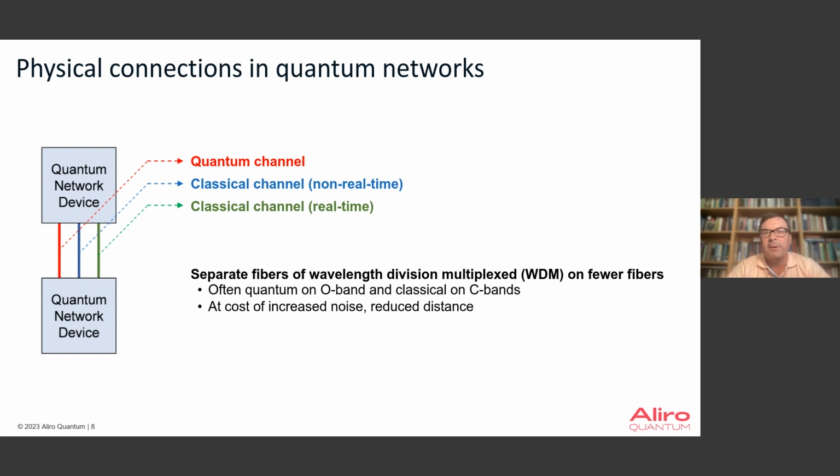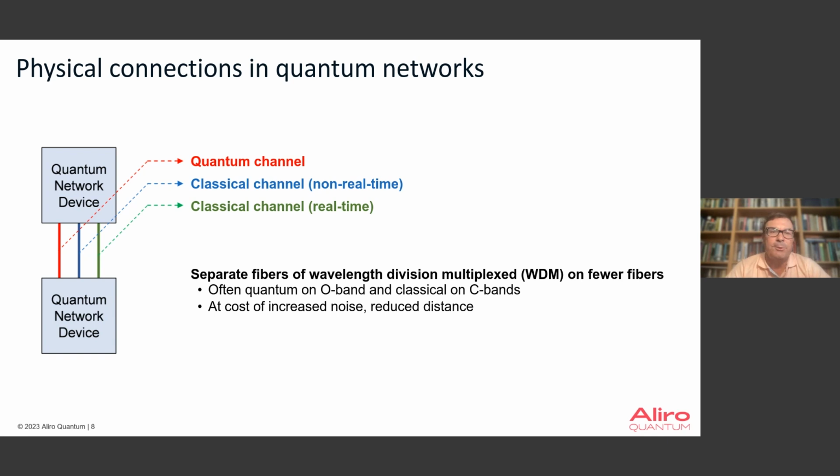Devices in a quantum network are connected to each other using 3 different channels: the quantum channel, the real-time classical channel, and the non-real-time classical channel. Each of these channels can be implemented using optical fiber connections or free space point-to-point laser connections for applications like vehicles or drones or satellites.